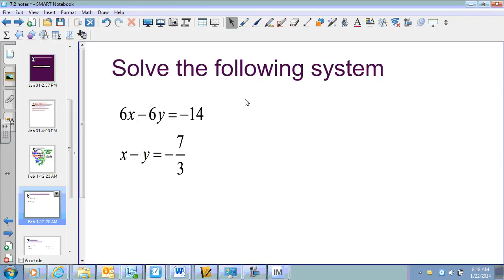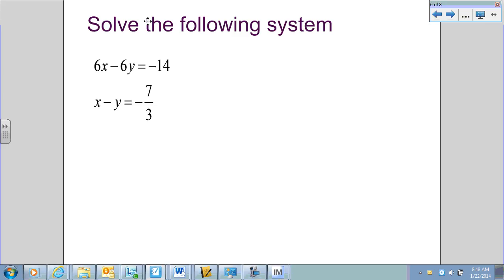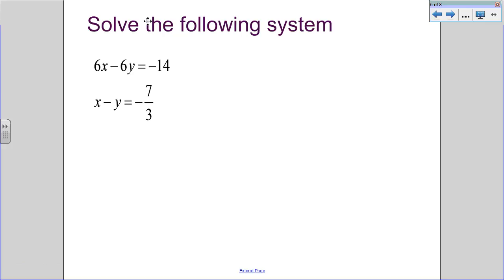All right, so how are we going to do this example here? We have 6x minus 6y equals negative 14, and x minus y equals negative 7/3. Do we have x equals or y equals right now? No. So I need to make x equals or y equals. I need to get one of those two. I want to find an equation that's easy to solve for. So when I look at this one, I'm going to have to do some dividing by 6, which isn't difficult, but I'd like to avoid fractions as much as possible.